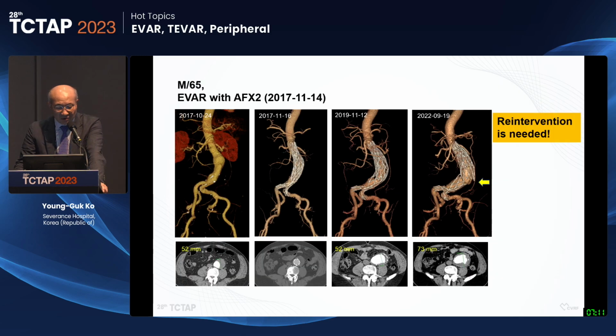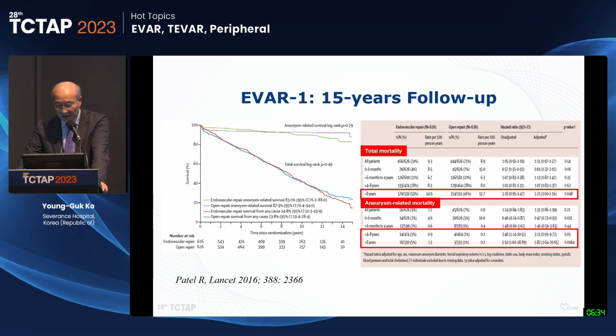Another case, a 65-year-old male treated with EVAR using FX2 in 2017. The aneurysm sac remained stable up to 4 or 5 years, and then, as you can see on the CT scan, the upper part and the lower part of the stent grafts, the overlap of the stent grafts, are separated, and the aneurysm sac began to expand. So in this case, we did a reintervention with another stent graft.